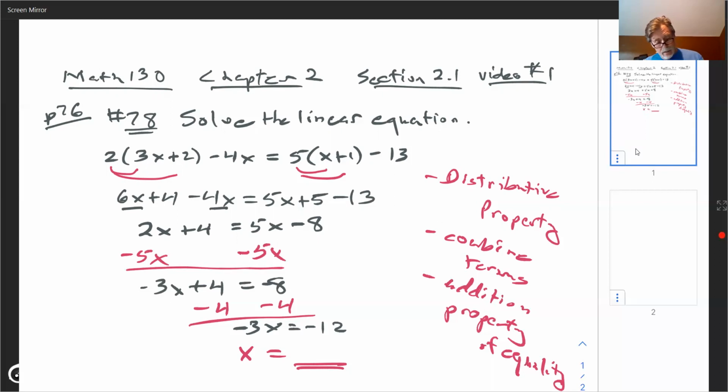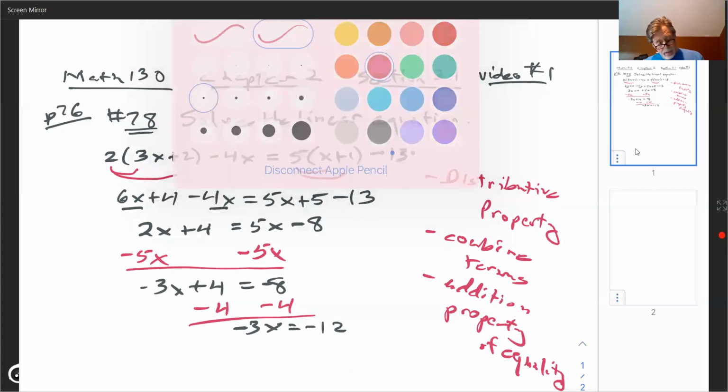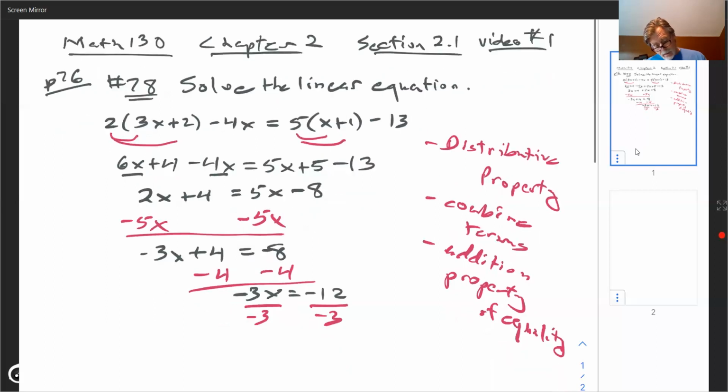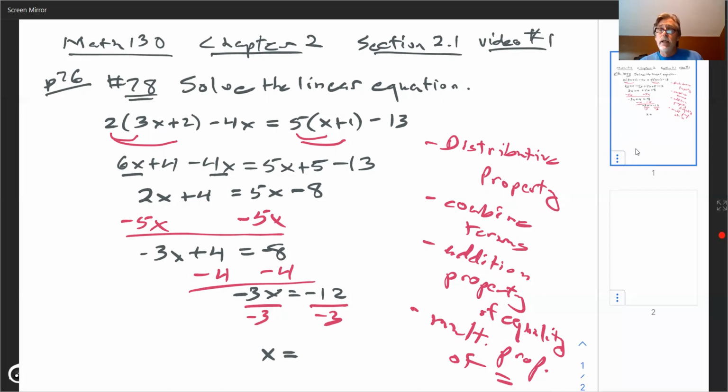So lastly, in the end, what we do is what? We're going to divide by negative 3 to make a 1 in front of the x, and this is the multiplication property of equality. I know it's division, but it's like you're multiplying by negative 1/3. So it's good to point those things out to you. It's not bogus. There's a reason for it. This is all logical. We end up with an answer of x is equal to a negative divided by a negative, which is positive. So you get a 4.